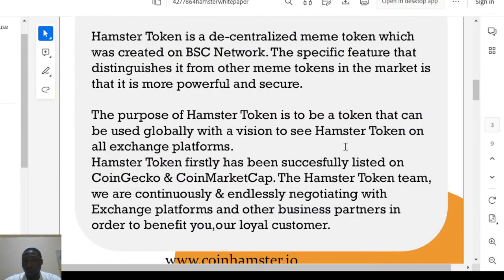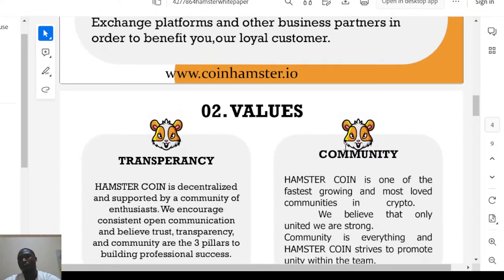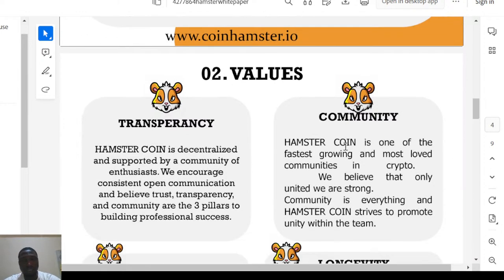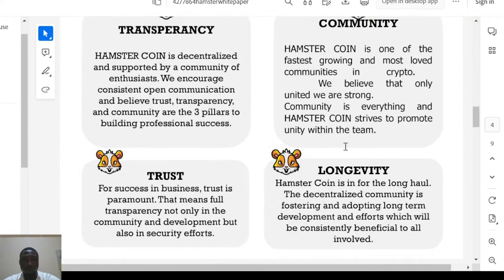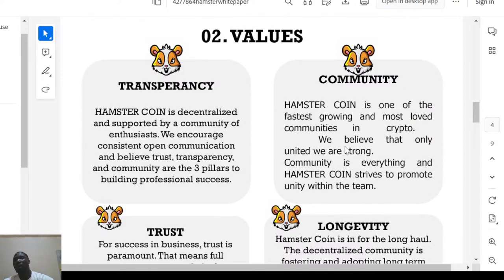The goal is to see the token on all exchange platforms. First is to be successfully listed on CoinDeco and the market cap. The team continues to work endlessly, negotiating with exchange platforms and other business partners in order to benefit you and global customers. Their values are transparency, community, trust, and longevity, which are all important factors when talking about a project like this.